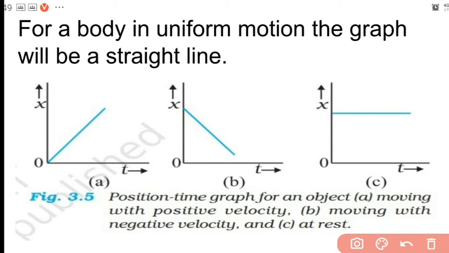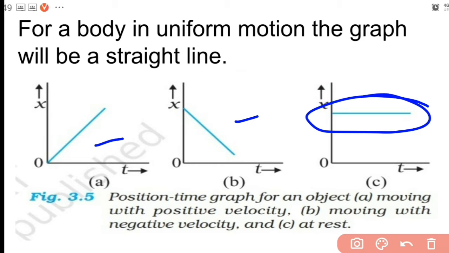But what about this graph? This particular graph shows a stationary object, that means a body at rest. These two graphs show objects in uniform motion. So what makes the difference?